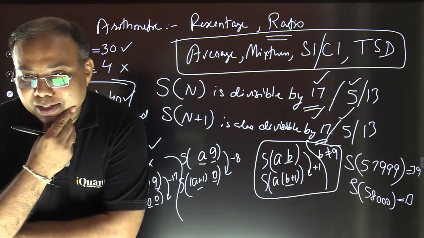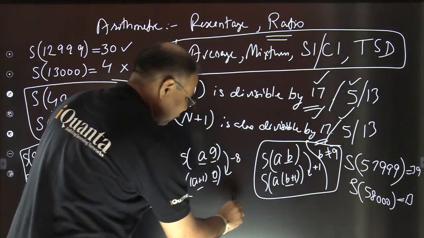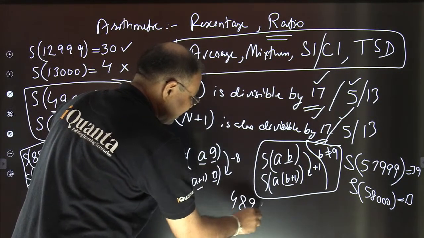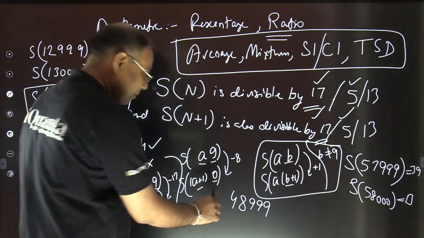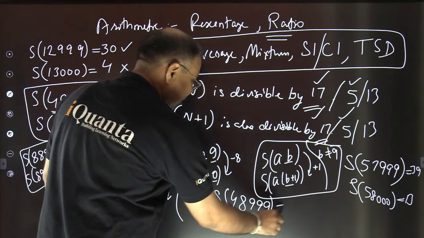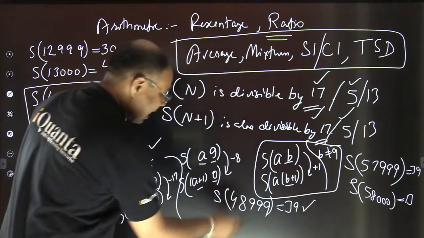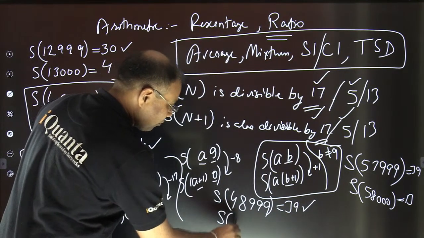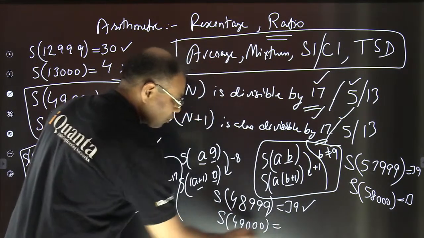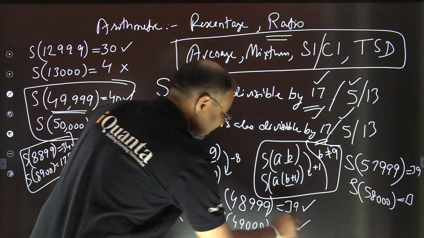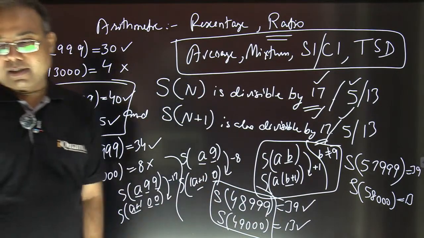Excellent. Lavanya has taken the benefit here. Good going, Lavanya. So it is 48999. That is the smallest number here. Same thing. The sum of digits comes out to be 27 plus 12, that is 39, which is divisible by 13. And its successor number would be 49000, whose sum of digits comes out to be 13. So this is the smallest case here.